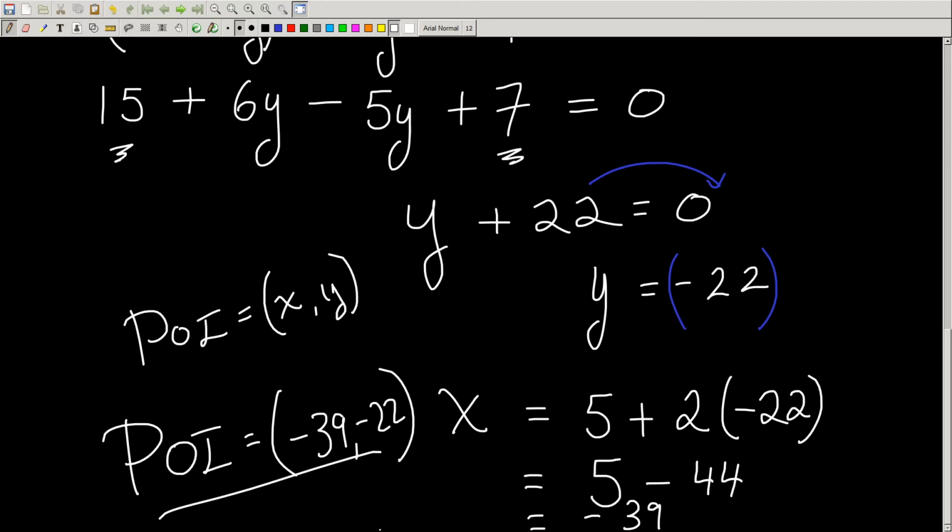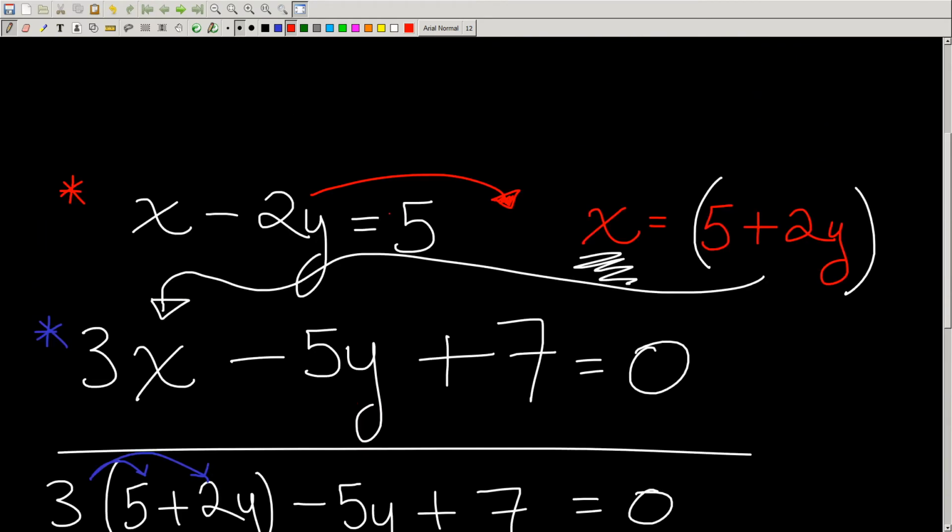Now, if I wanted to check my answer, no problem. I found the value of x and I found the value of y. All I have to do is plug them in separately into the original equations, the red and the blue. And all I have to do is show that left side equals right side. I could do that really quick right now. Well, x is negative 39. Y is negative 22. I should get 5.